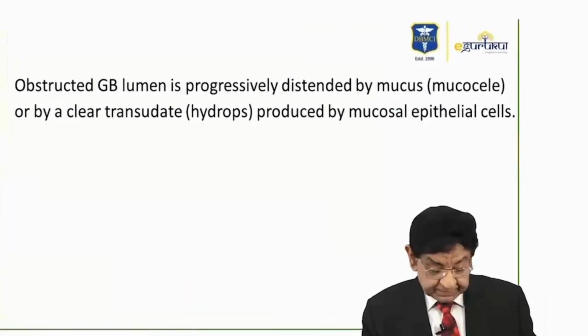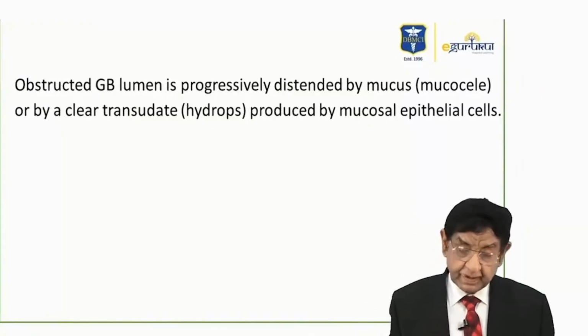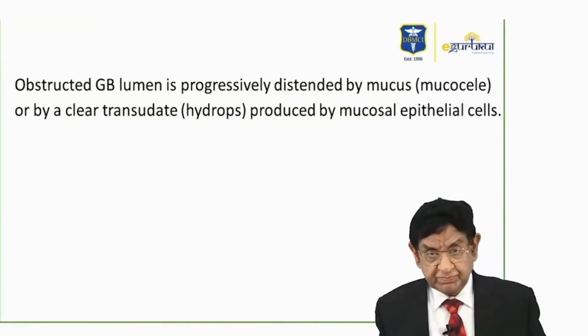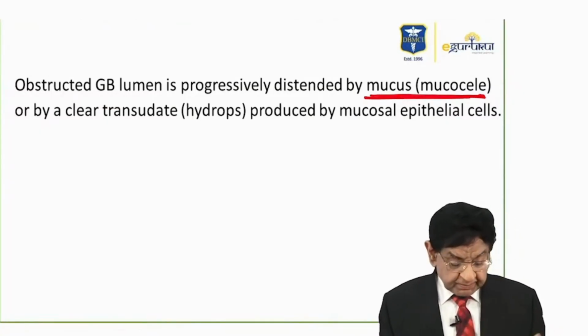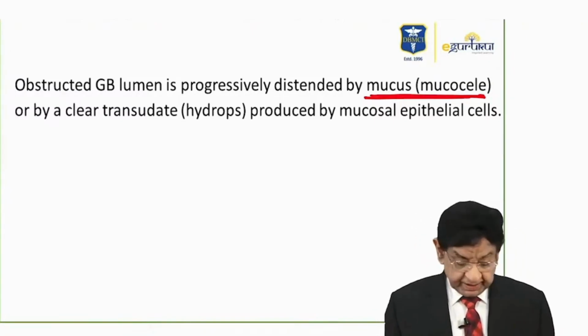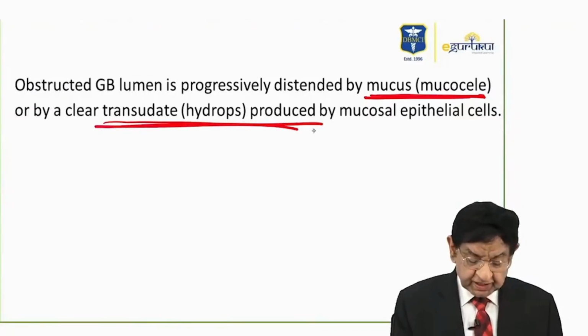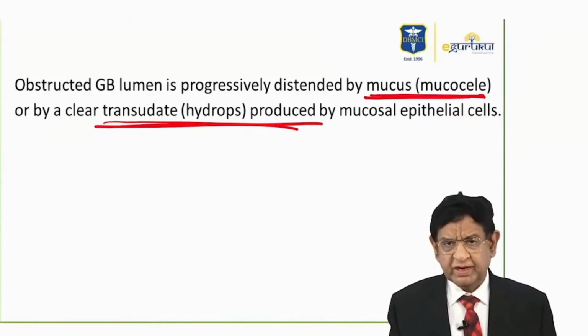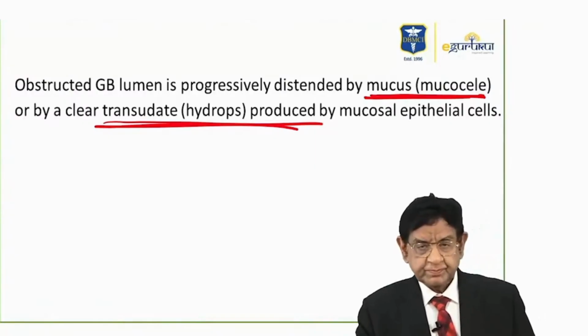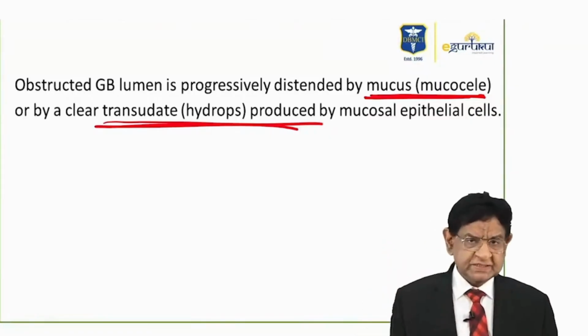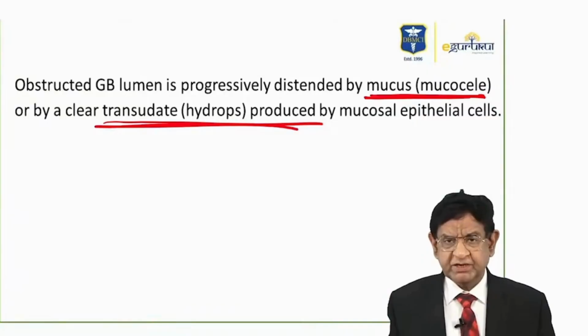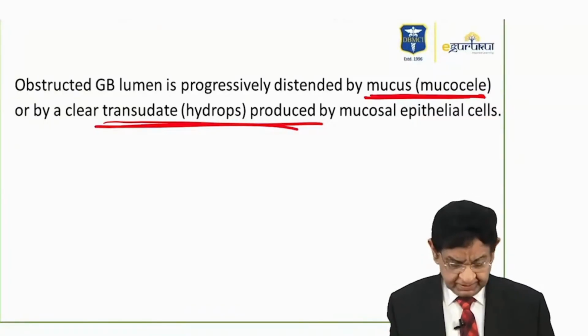So ultimately a lot of mucus is there, a mucocele. But sometimes, uncommonly, it may even be a clear transudate, which we call hydrops. Most of the time the word is mucocele because it contains mucus. So the only keyword so far is that the cystic duct gets blocked, and that makes the collection of mucus, so-called mucocele. That's all.